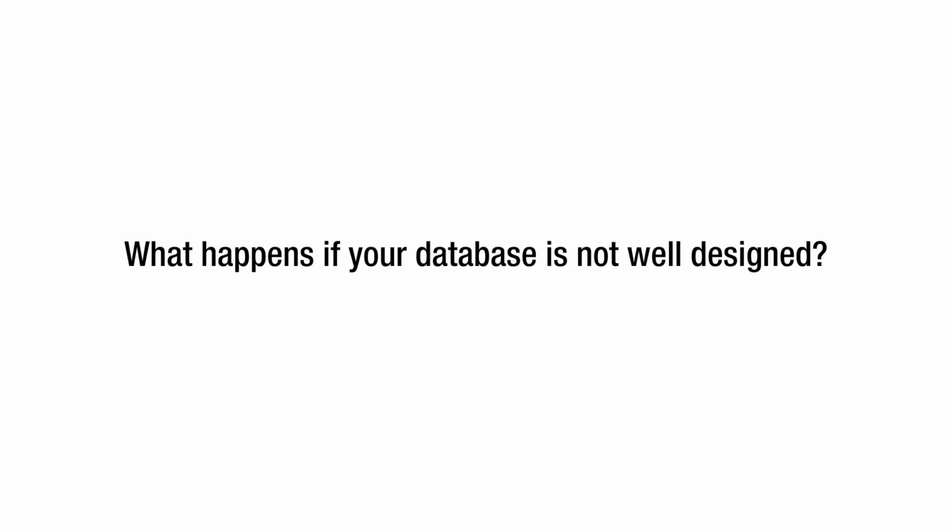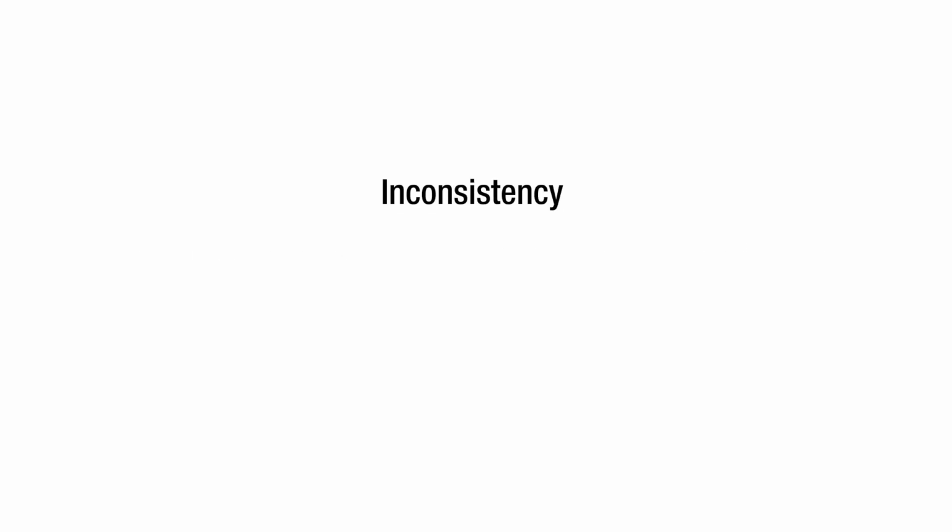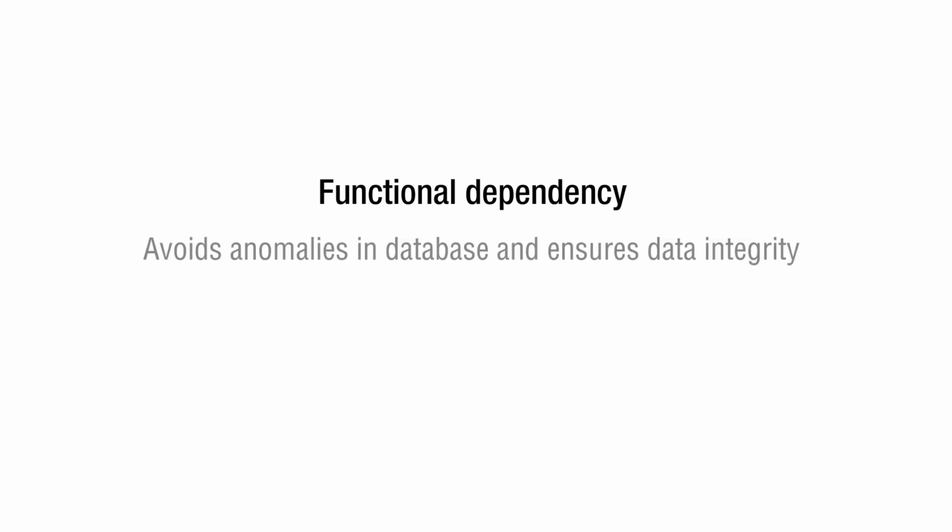What happens if your database is not well designed? It leads to inconsistency of data, where the same data does not match with each other in various tables, and redundancy of data by storing duplicate values in a database. So, how will you sort this issue? By using functional dependency. Yes, functional dependency avoids anomalies in database and ensures data integrity.